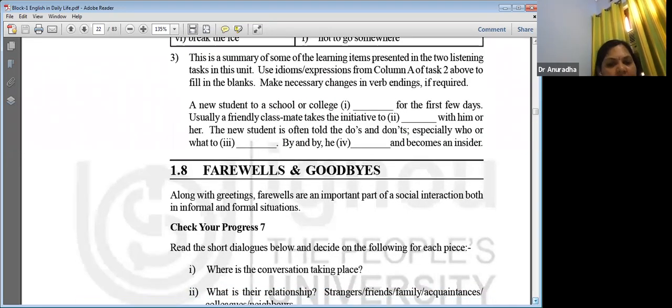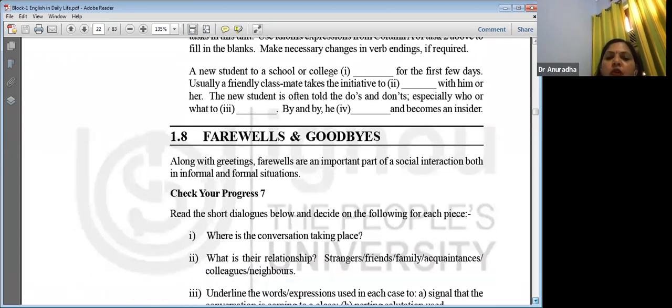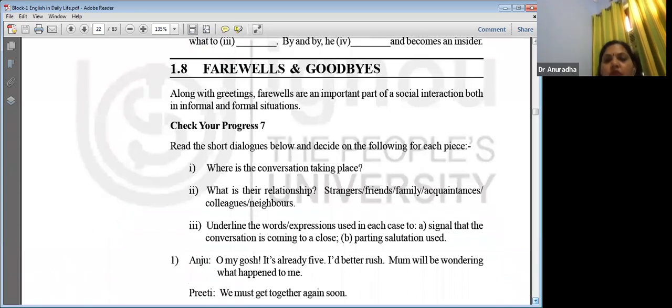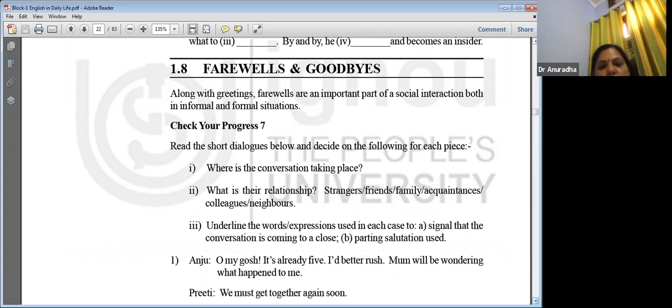Next is farewell and goodbyes. You know that farewells are as important as greetings, as welcoming someone. It is one of the important parts of a social interaction, both in informal as well as formal settings. So let us read the short dialogue below and decide on the following for each piece.